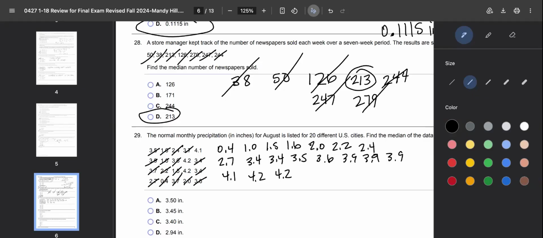1, 2, 3, 4, 5, 6, 7, 8, 9, 10, 11, 12, 13, 14, 15, 16, 17, 18. And this has 20. So what did I miss? I count again, 1 through 18.